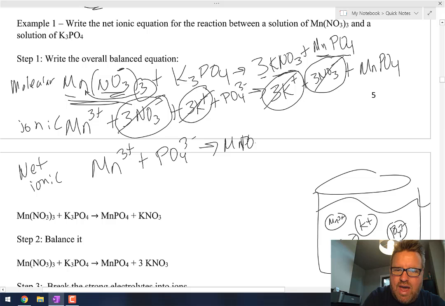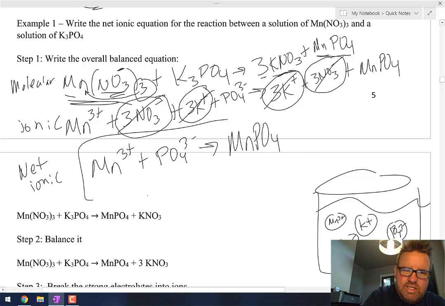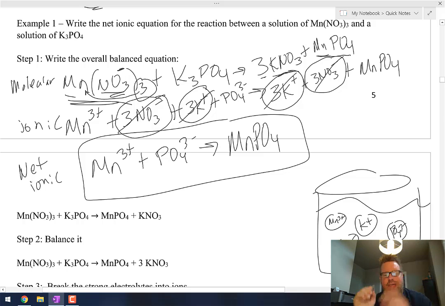So Mn3 plus and PO4 3 minus making MnPO4 is our net ionic equation. And again, why? Because every time a potassium hits any of these, what's it going to do? It's going to stay apart. It's soluble. It is not going to combine with anything in there. Nitrate, the same thing. No matter what nitrate hits, it is not going to form a bond that's going to stay.